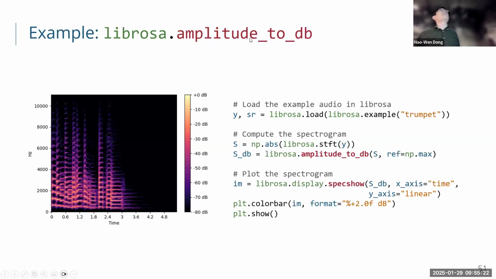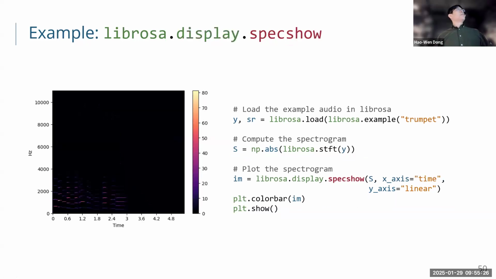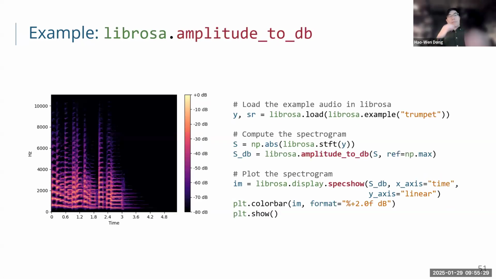But more importantly, I think it's this function called amplitude_to_db. You can reduce the contrast so that you can clearly see the structure.